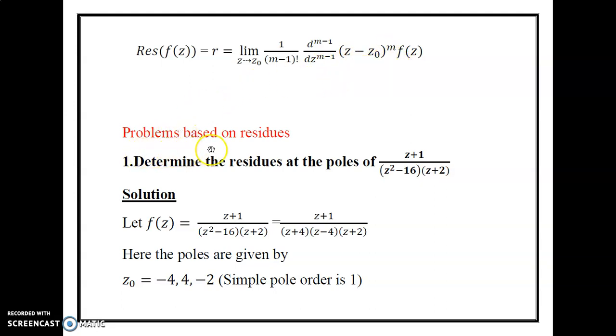Next one is problems based on residues. Determine the residue at the poles of (z plus 1) divided by (z squared minus 16) into (z plus 2). Solution. Let f of z be the given function, (z plus 1) divided by (z squared minus 16), which can be written as (z plus 4) into (z minus 4) into (z plus 2). Here the poles are z0 equal to minus 4, z0 equal to 4, z0 equal to minus 2. Here all three poles are of order 1, that is, simple poles.